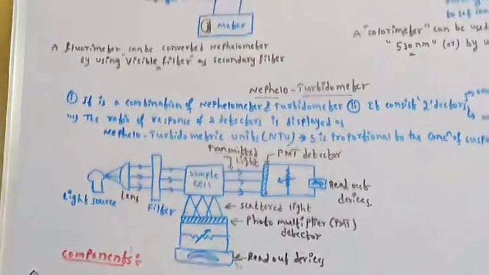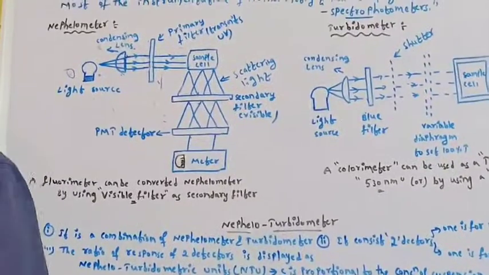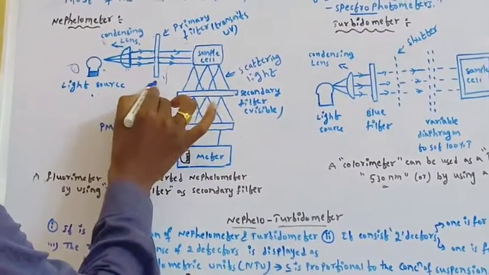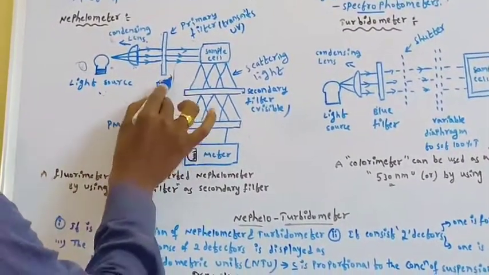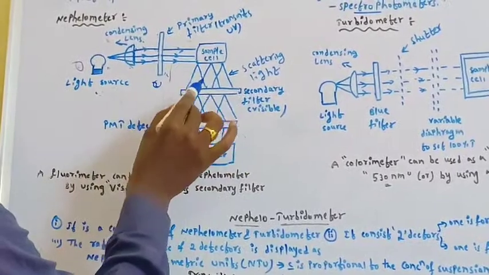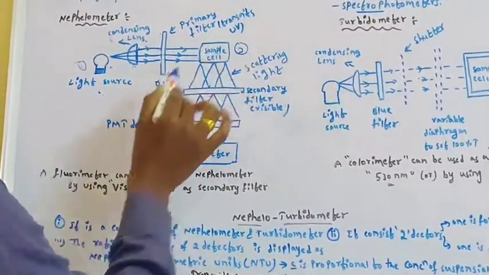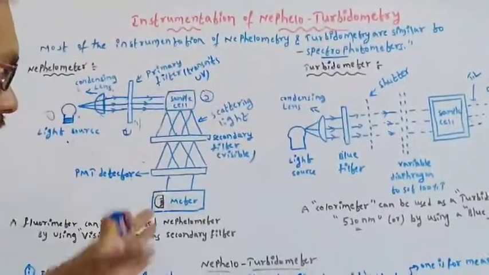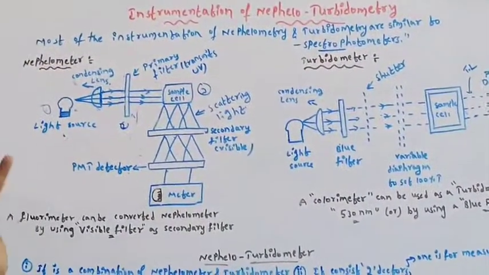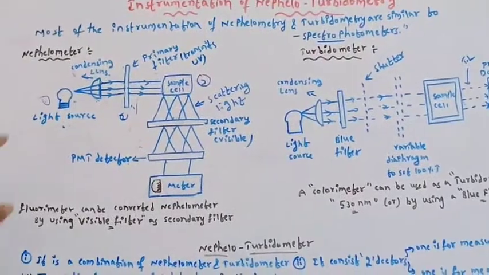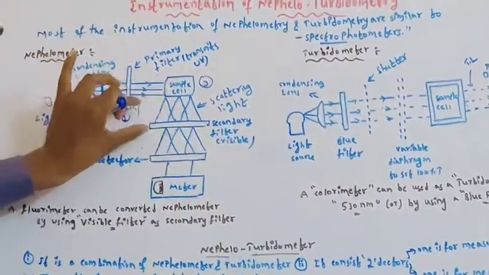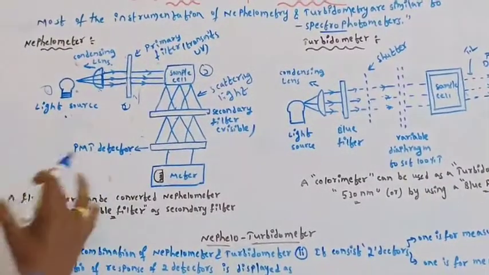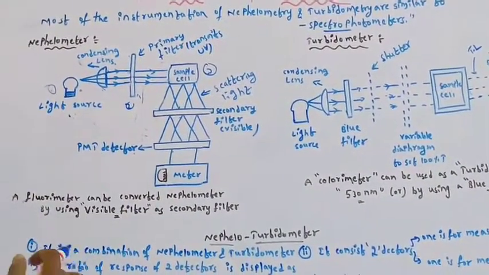This is the nephelometer. Mainly it consists of four parts only. The light source is the important thing, and the filter is the important thing. Here a primary filter is there, a secondary filter is there. Then the sample cell is the important thing, and the detector. The photomultiplier tube detector is always used. These four parts are the most important: light source and filters, sample cell, detector. Let's see the working of the nephelometer.